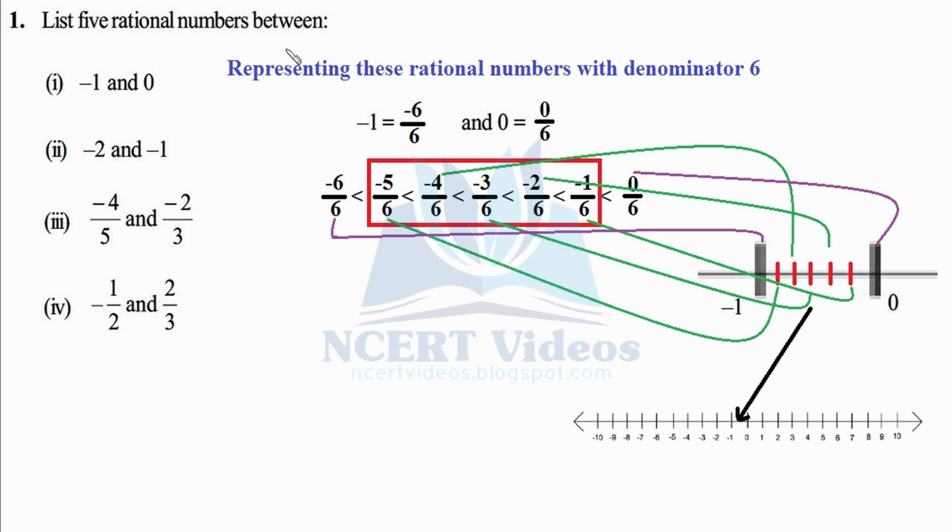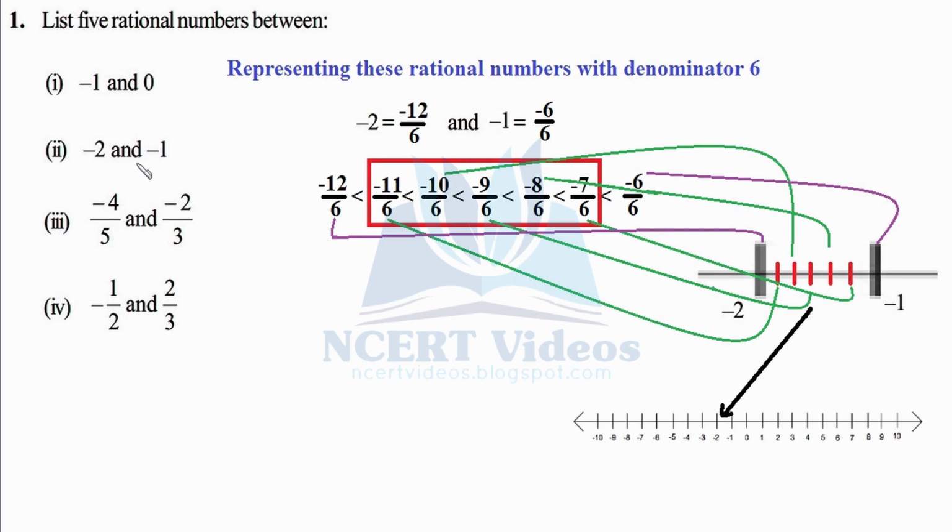So the only thing to remember here is that you have to consider a denominator 1 bigger than the number of rational numbers asked. So therefore 5 rational numbers between -1 and 0 are these. You can also take a bigger number, and then you will get many rational numbers, but since we were asked to find only 5 rational numbers, we will consider denominator as 6. So that is your first part.